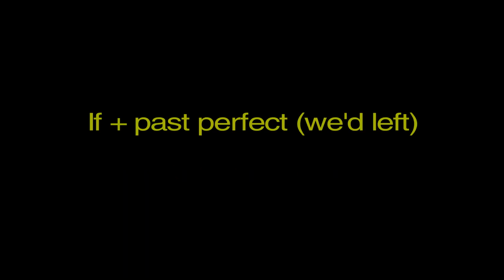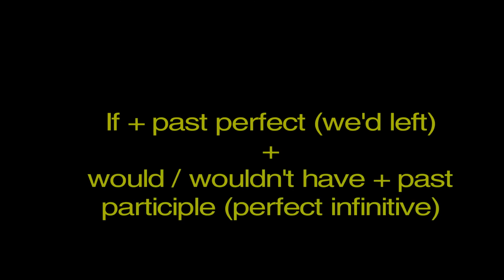Okay, so let's look at a typical third conditional sentence. If we'd left on time, we wouldn't have missed the flight. If we'd left on time, we wouldn't have missed the flight. So here you have the if and then the past perfect, we'd left, followed by would or wouldn't, and have and the past participle. So this have and past participle is called a perfect infinitive. If we'd left on time, we wouldn't have missed the flight.